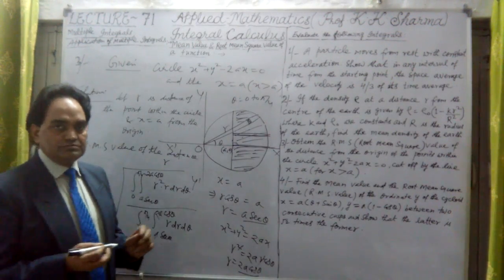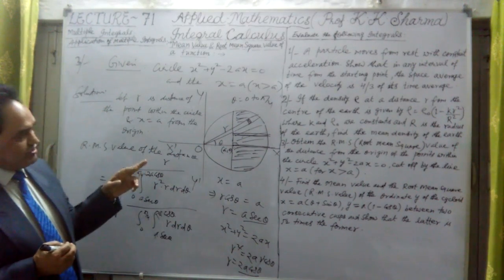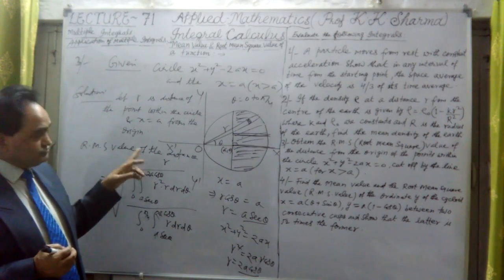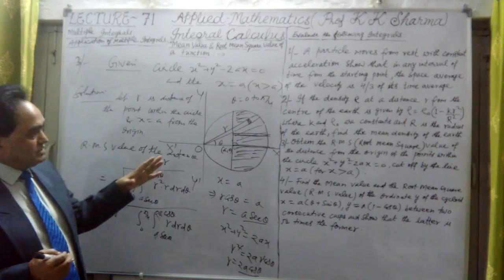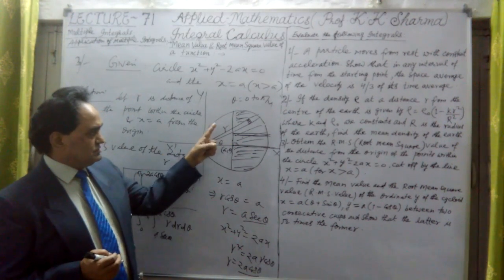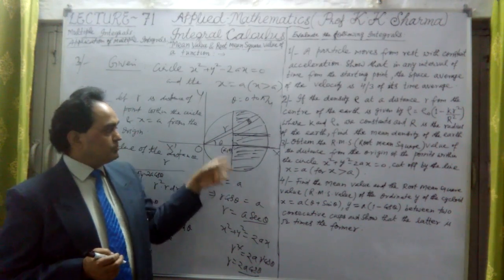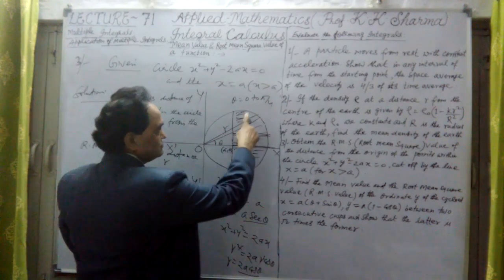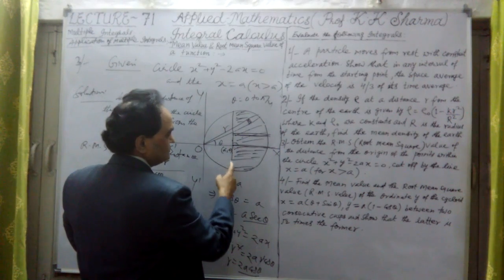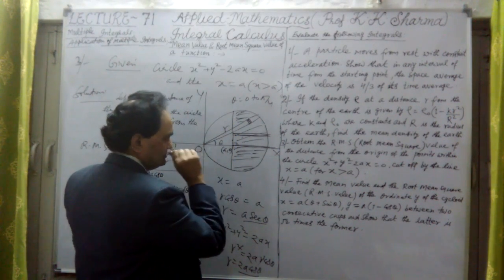Yes guys, so we are doing question number 3 here. What is question number 3? The third question here. I have already described that this is a circle in which the first quadrant of this circle between the circle and the line x equal to a. X equal to a is the line this.